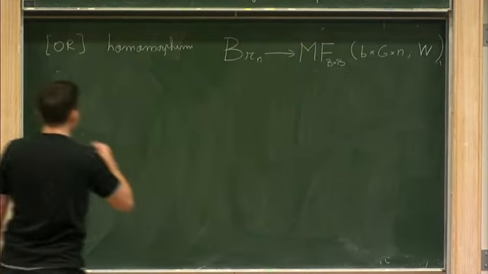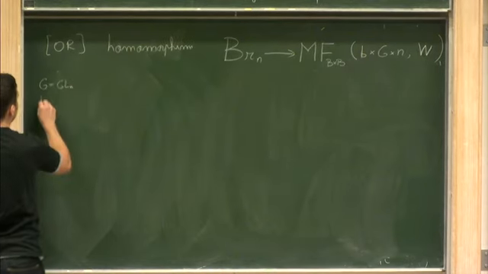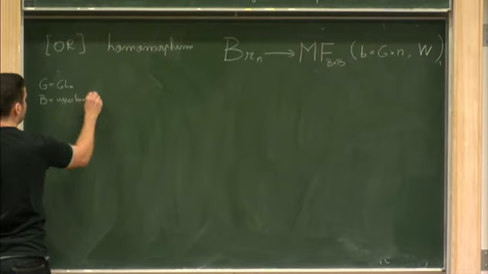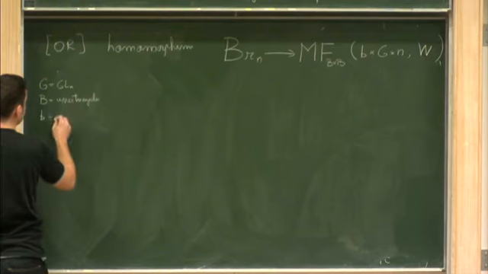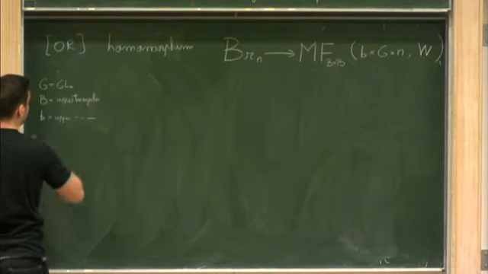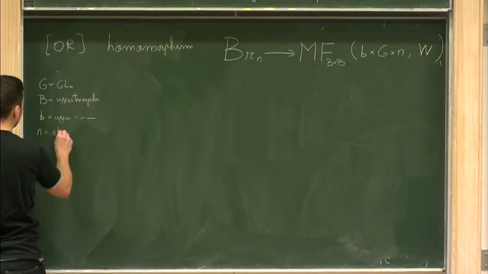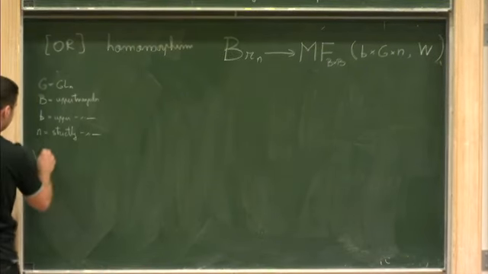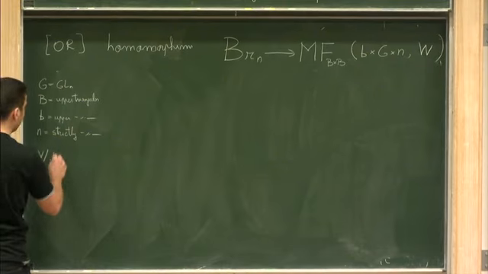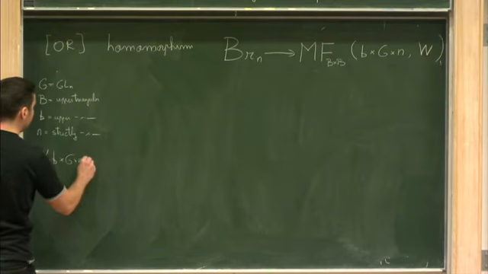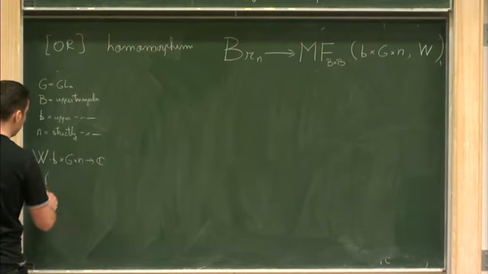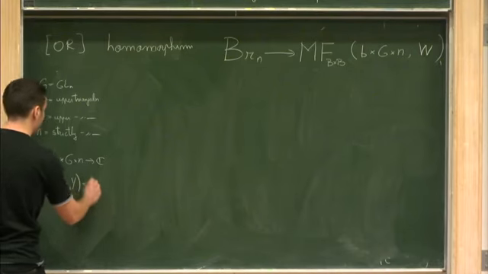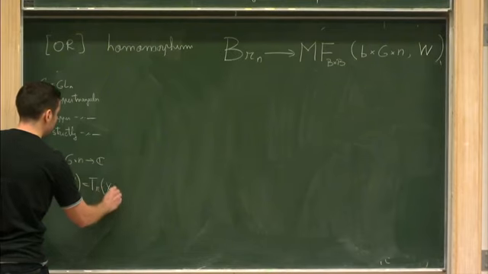So I should give you some notations, I guess. G is GL_n, B is upper triangular invertible matrices, Lie algebra B is upper triangular matrices. And N is strictly upper triangular matrices. And the potential W is an interesting function on B times G times N with values in C. Its value on a triple, which they write X, g, and Y, is equal to the trace of X g Y g inverse.